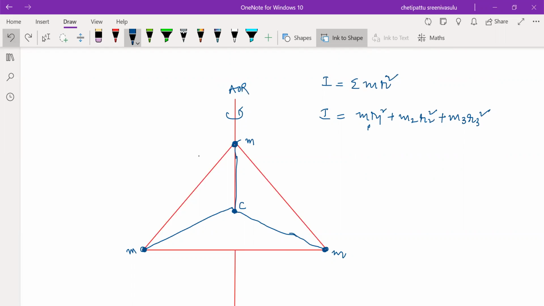This axis of rotation passes through the centroid, not the vertex. You need to keep that in mind. It is passing through the centroid only, not the vertex. Keep in mind. Here we take the perpendicular distance. How to calculate the perpendicular distance?